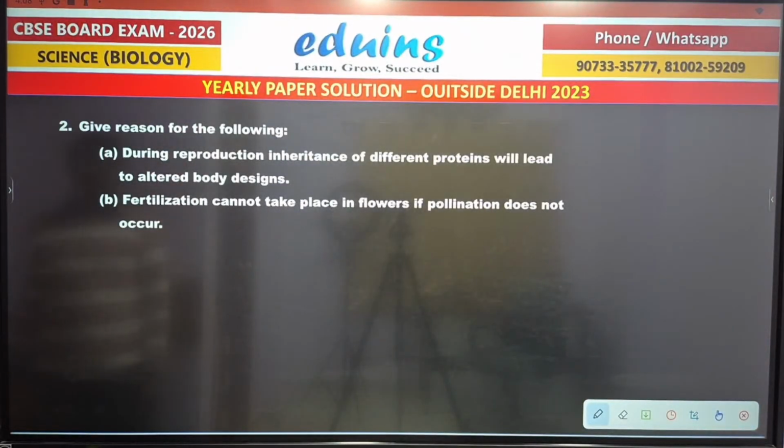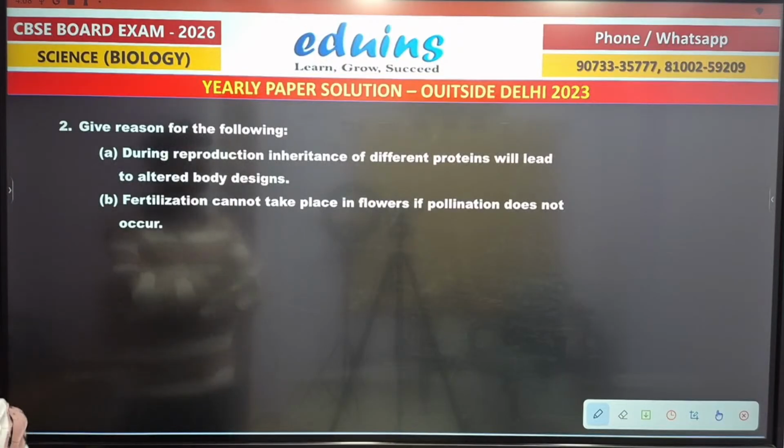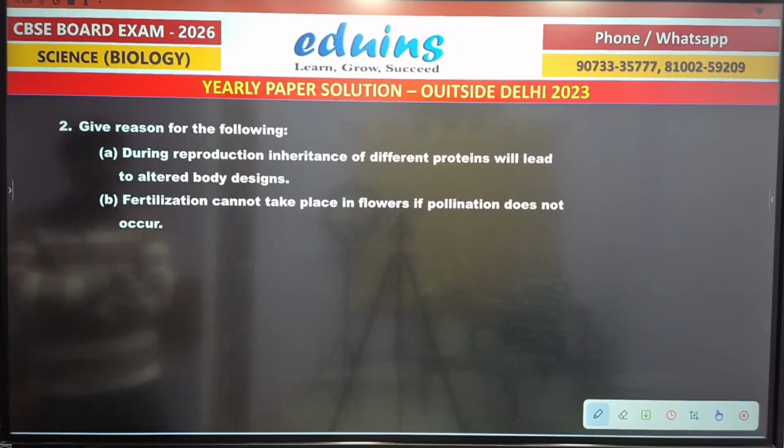Give reason for the following. Number 1: During reproduction, inheritance of different proteins will lead to altered body design. Number 2: Fertilization cannot take place in flowers if pollination does not occur. So first question: during reproduction, inheritance of different proteins will alter the body design.